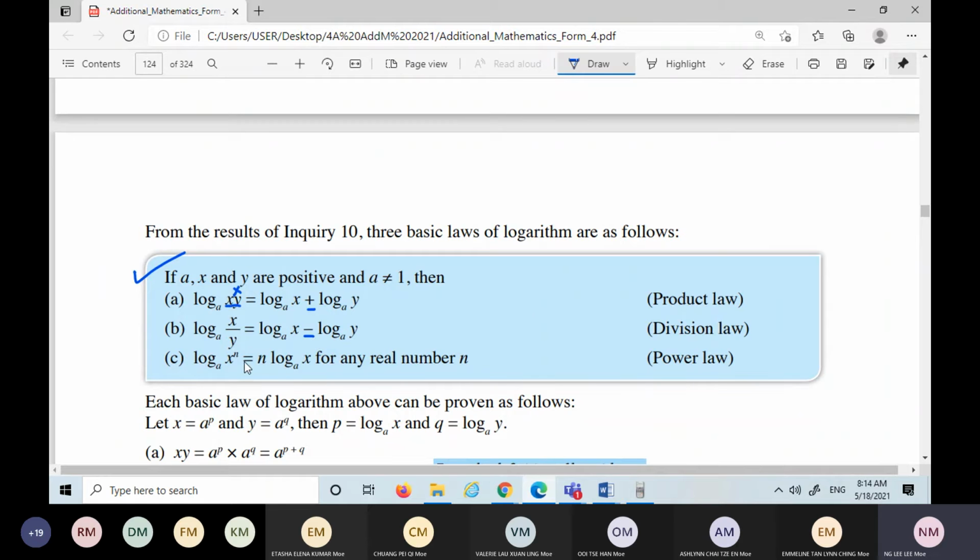Next, the power law: you can move the power here in front. This one we call the power law. So now it will become n times log a x. So these three you have to remember, and they are very useful when you solve the questions.